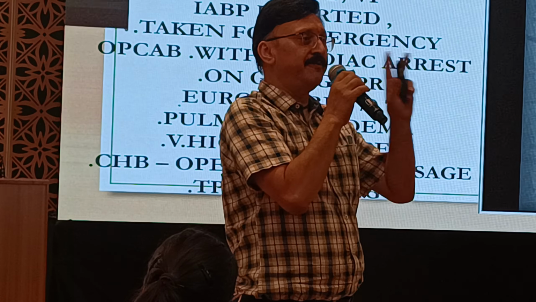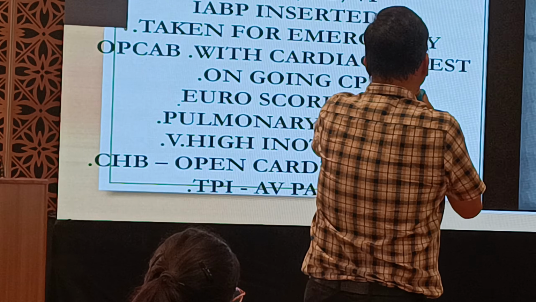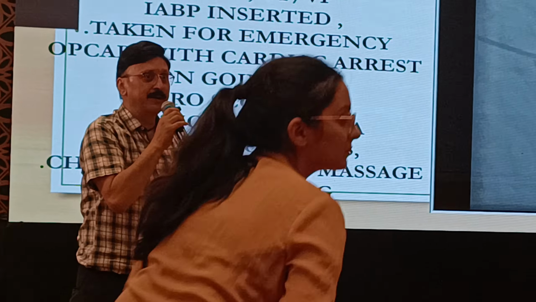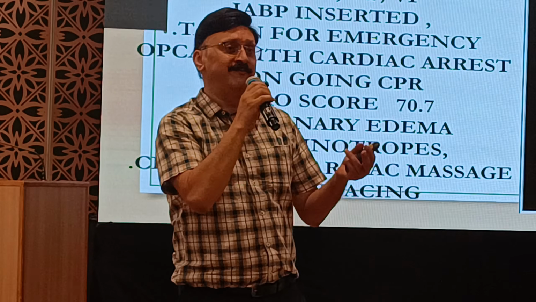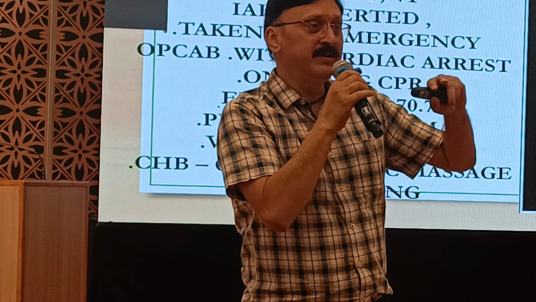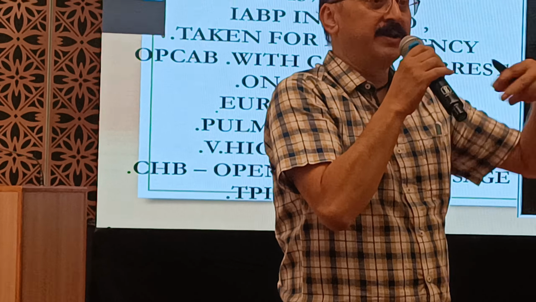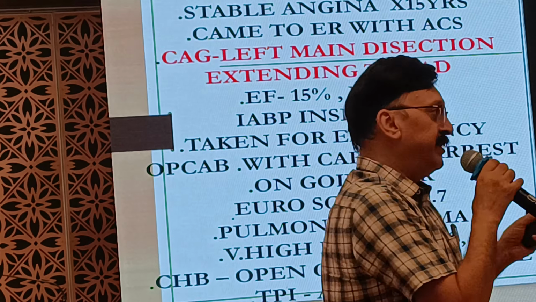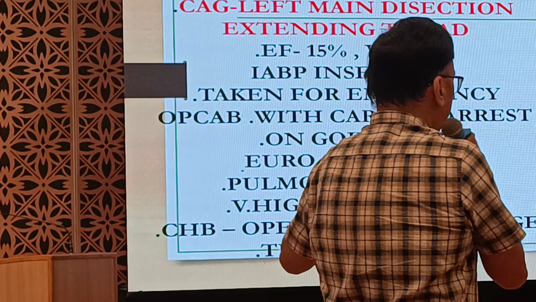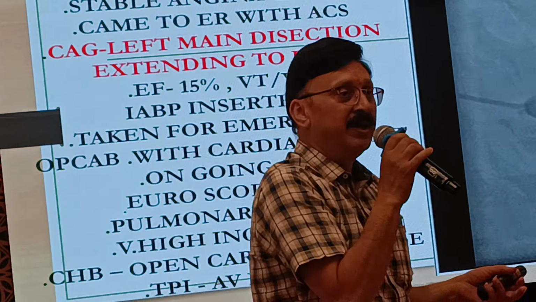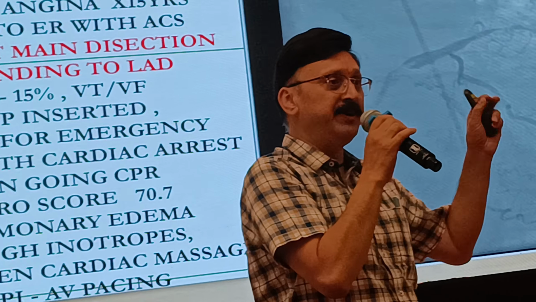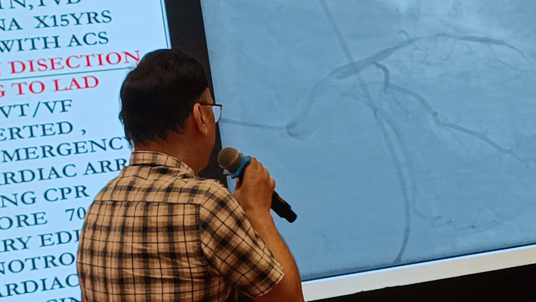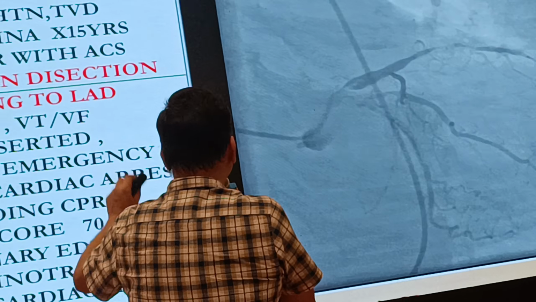In the cath lab, there was a left main dissection. Here you can see the patient had an ejection fraction of 15%, and in the cath lab the patient crashed, an intra-aortic balloon pump was put, and the patient started having ventricular fibrillation and recurrent VT. They gave shock but the patient did not recover, and then the patient was referred to us. So we reached immediately and CPR was started. A temporary pacemaker was put because the patient went into complete heart block, and then the patient was immediately shifted to the OT.